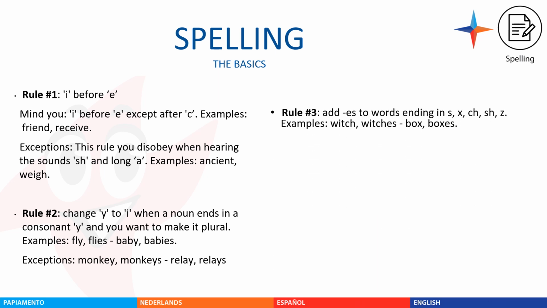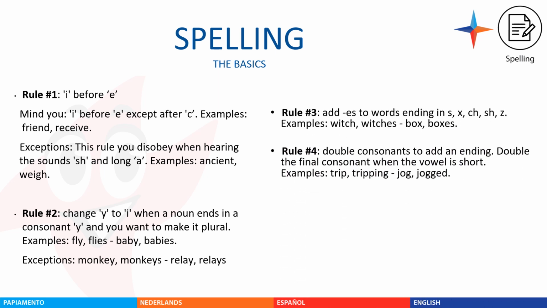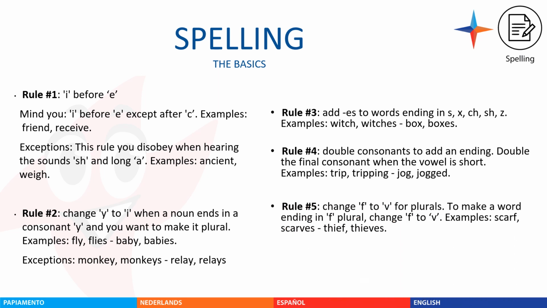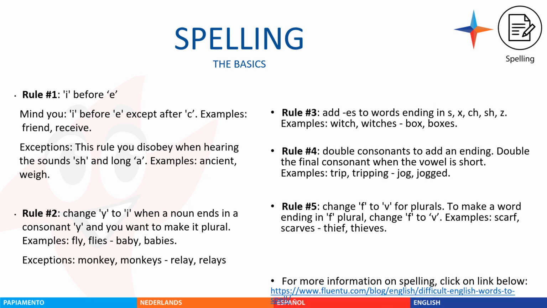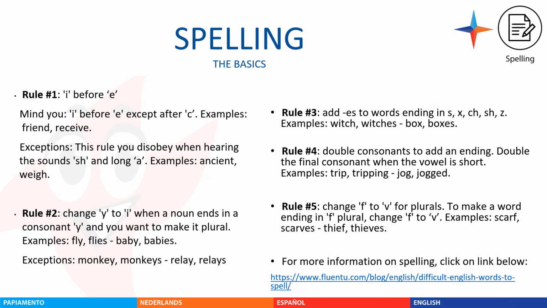The third rule was discussed in a previous video, the fourth, doubling consonants, as well, and the fifth is the F that turns to V for plurals, like in scarf, scarves, and thief, thieves. For more information on spelling, click on the link below this presentation.